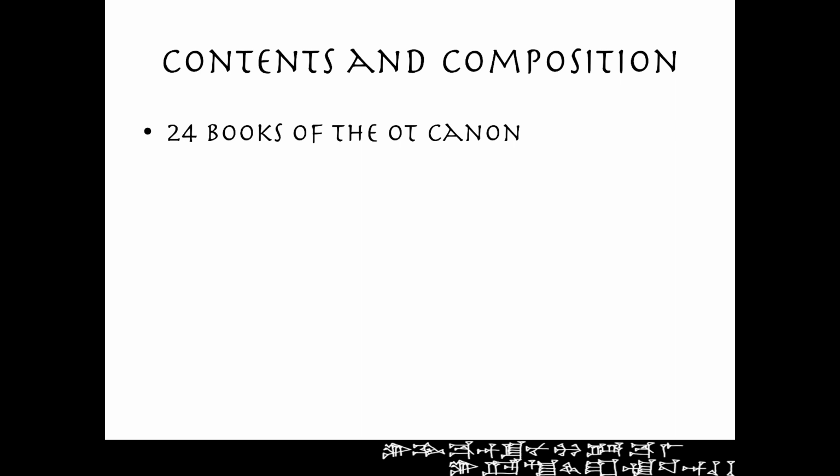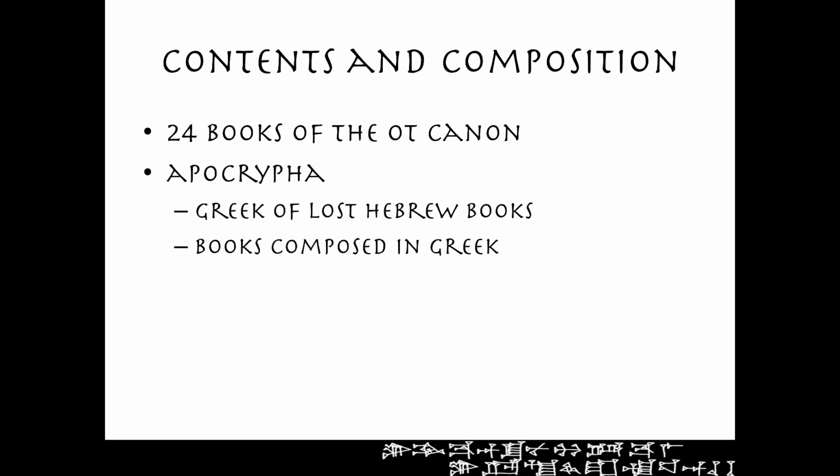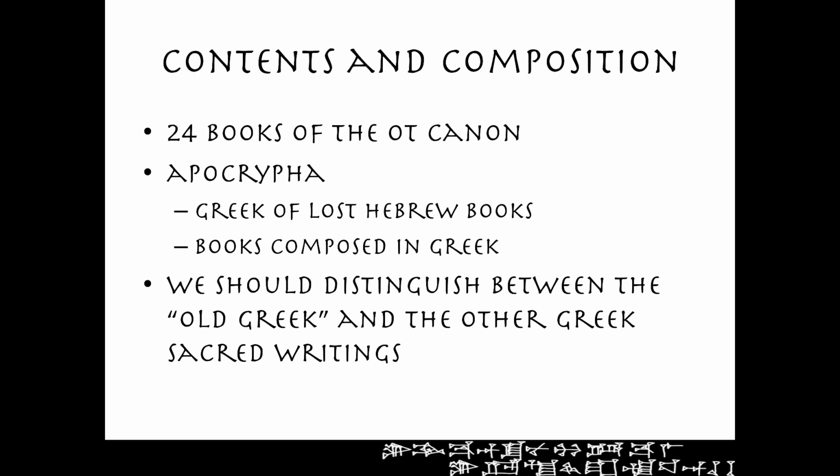So what are its contents? Well, it contains the 24 books of the Old Testament canon, the Apocrypha, which consists of the Greek translations of Hebrew books that we no longer have, and books that were originally composed in Greek.